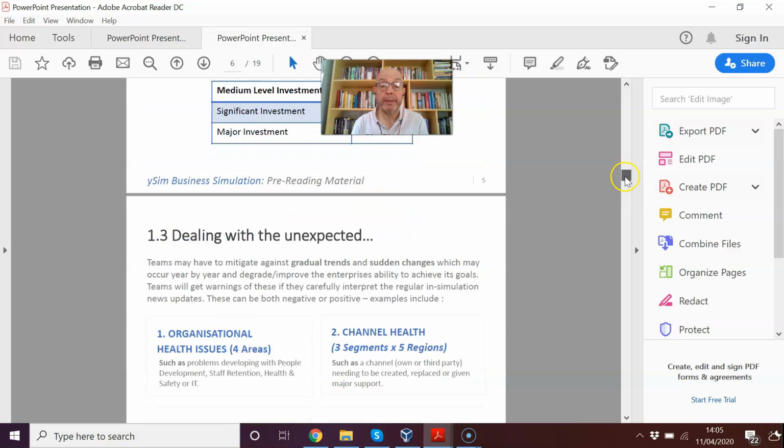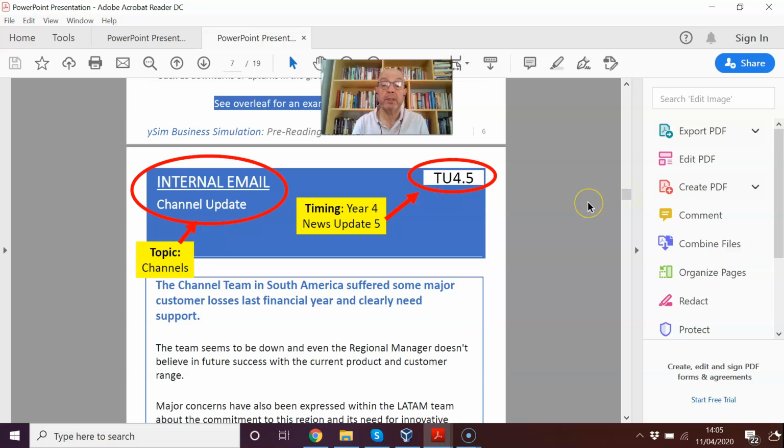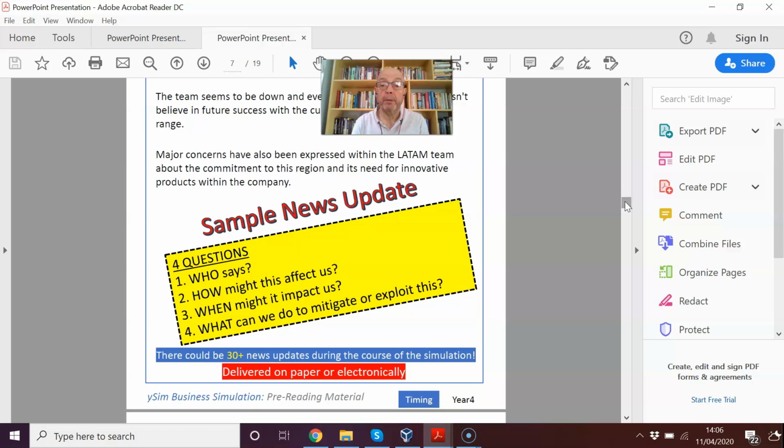This is the pre-reading material, just jumping through a few slides. One of the features of this simulation is each round of the simulation typically lasts 1 hour and covers 1 year in business time. During that 1 hour, the teams will probably receive between 8 and 10 market updates representing different things that have happened internally in their organization or externally. And this puts the team under pressure. They've got to react to these things and work out what to do about them.